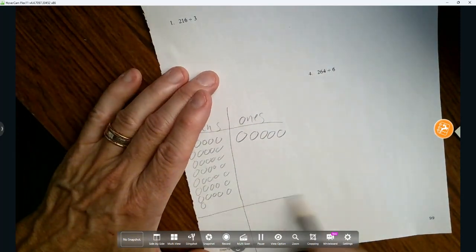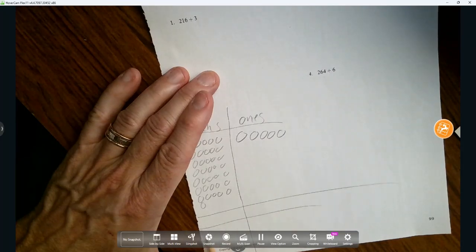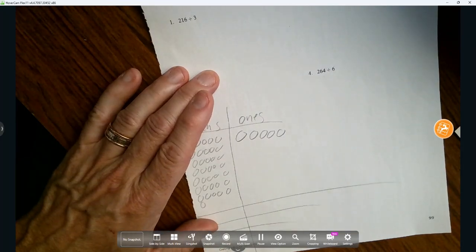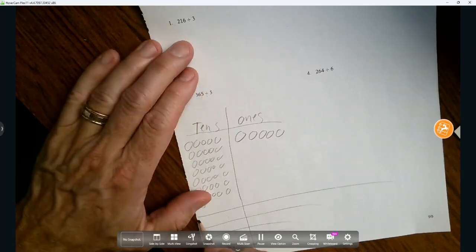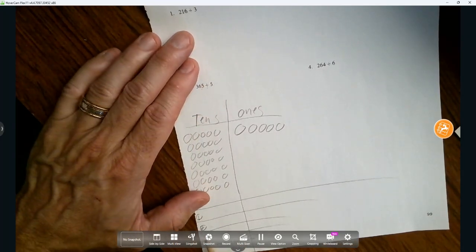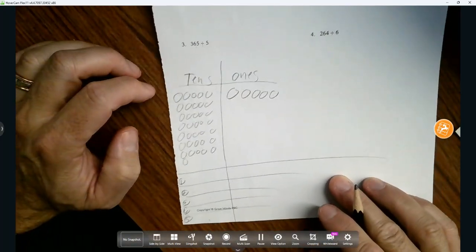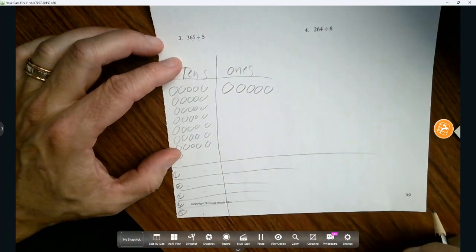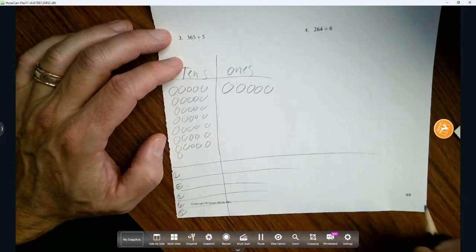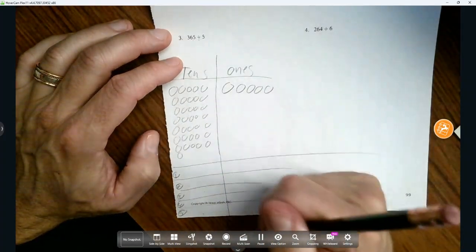Now I need 5 sections. 1, 2, 3, 4, 5. There's our 5. Oh, let me move it up. All right, there you go. 5 sections.